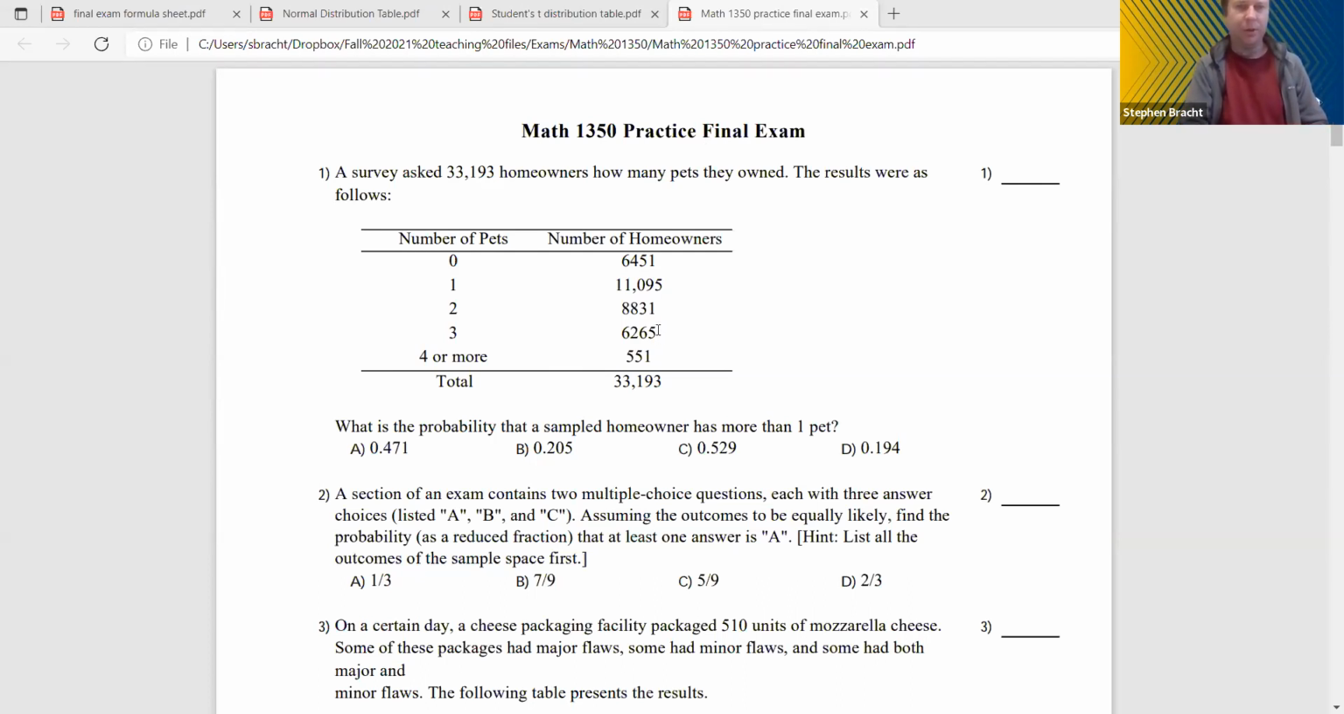It's pretty straightforward, right? Basically, more than one, we would take the number of homeowners corresponding to 2, 3, 4, or more. We would add up those numbers and divide by the total, right? So let me go over to a whiteboard here. This is problem 1. And we've got probability of more than one pet.